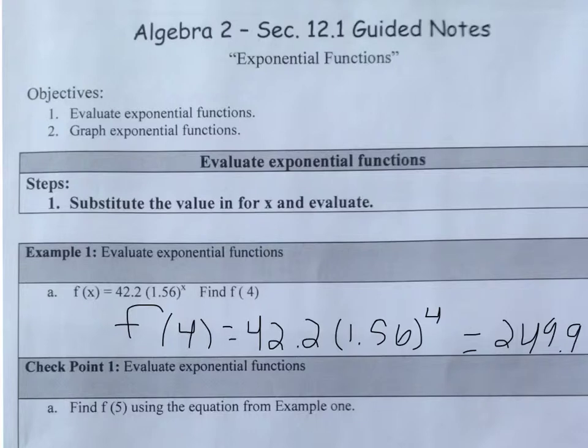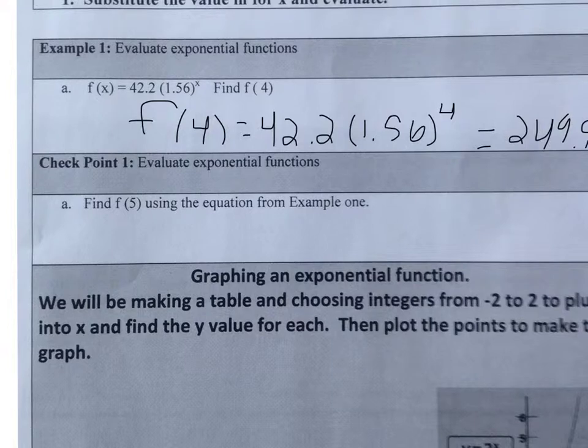Let's pause here, try the checkpoint. When you come back, I'll give you the answer. Okay, checkpoint 1, for f of 5, comes out to 389.9.